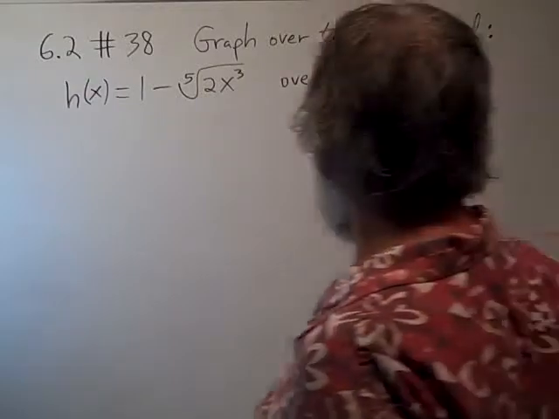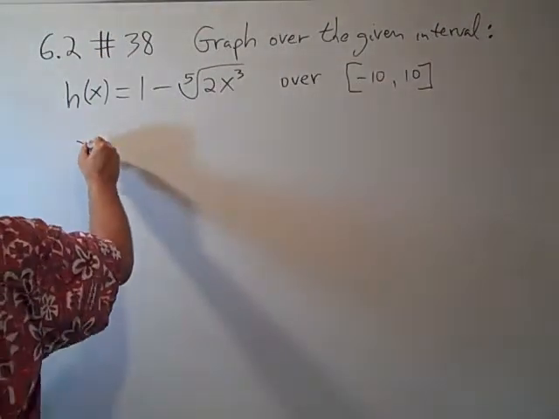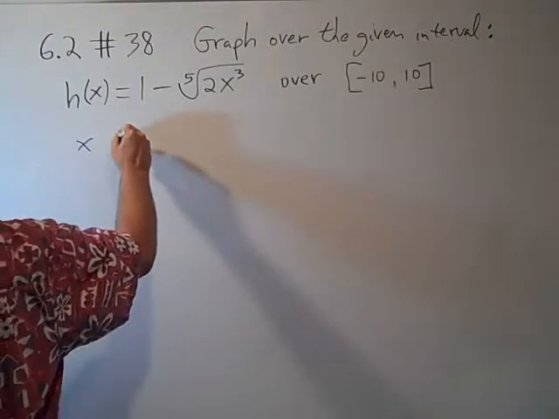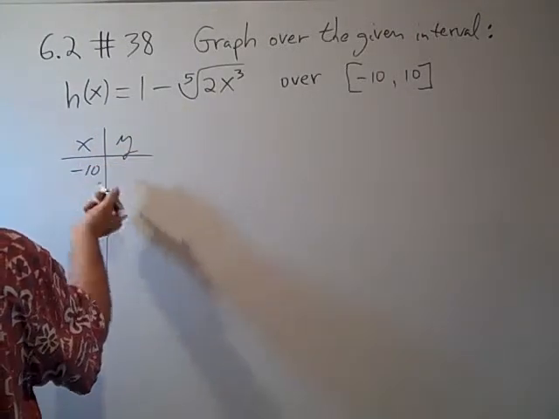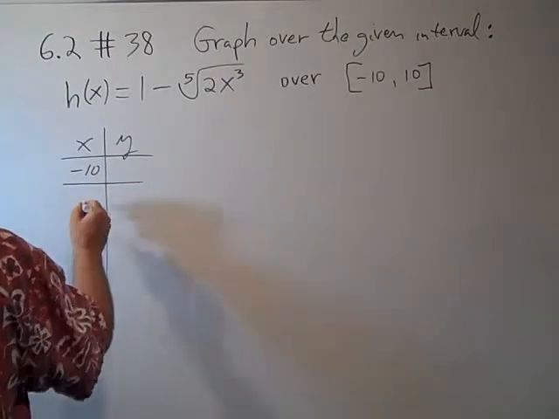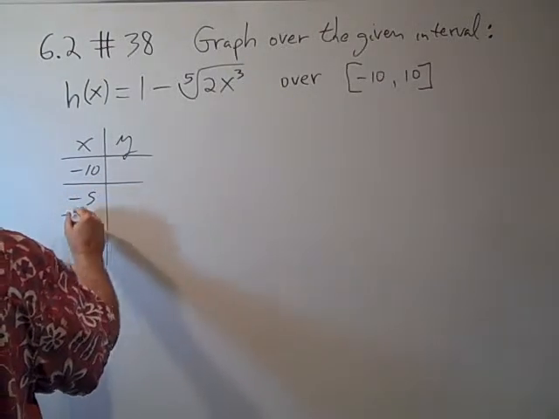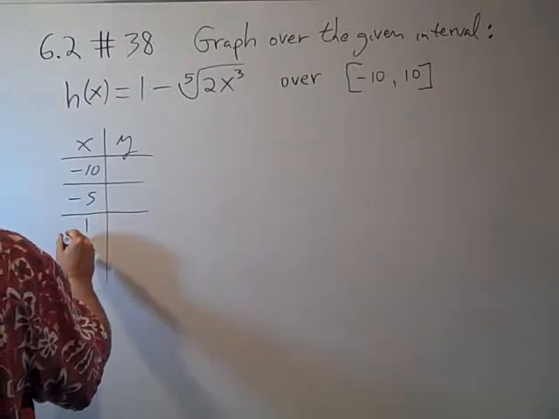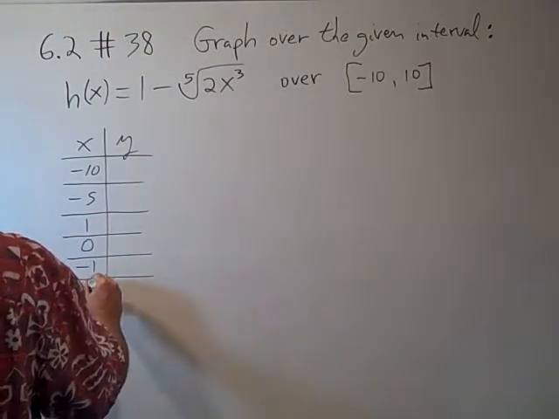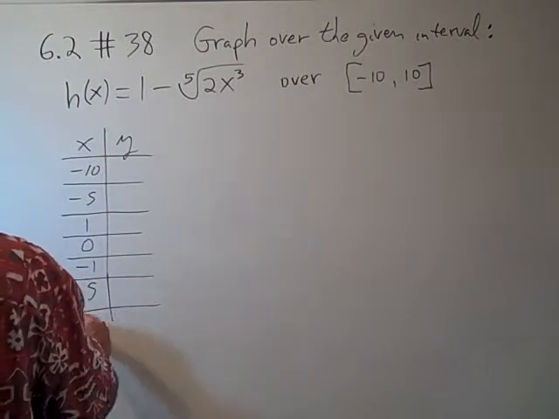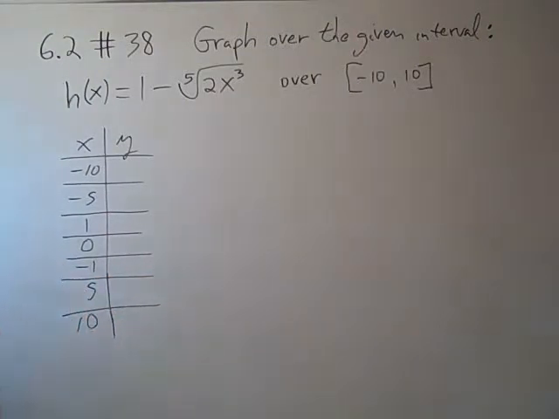Okay, to graph this one, we need a few points on the graph between negative 10 and 10. So let's start with negative 10. Then let's go to negative 5. Then let's go to 1. Let's go to 0, negative 1, 5, and 10. There's a scattering of points along the way.